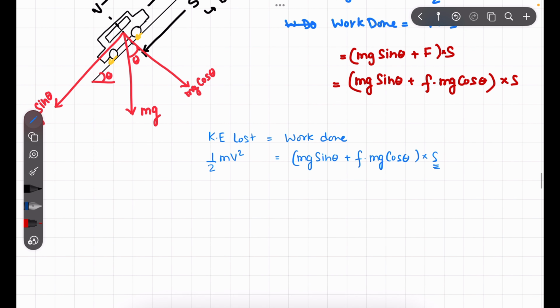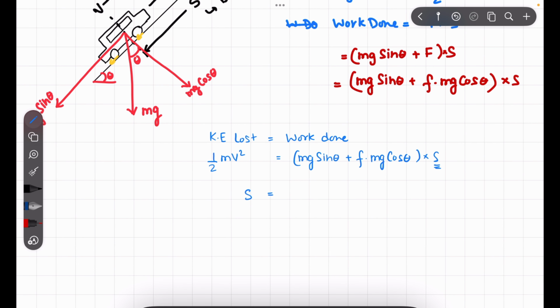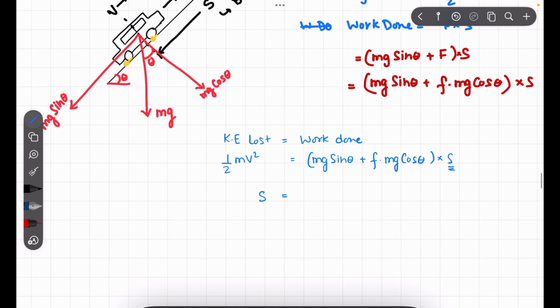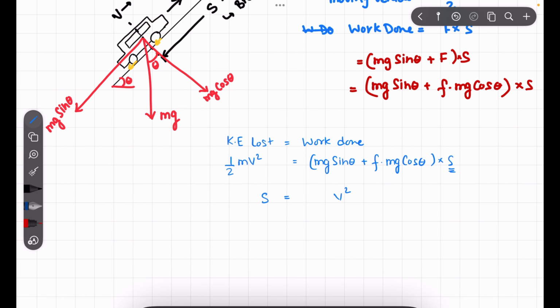So your s will be equal to v square divided by 2g (sin theta plus f cos theta), right? I have simply cancelled the m. All right.